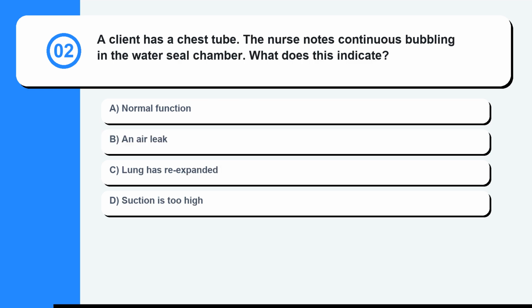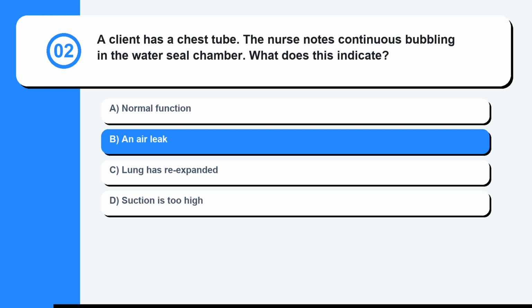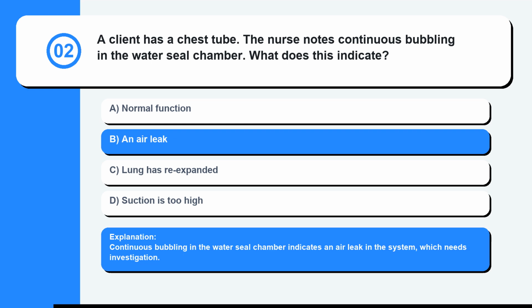Question 2. A client has a chest tube. The nurse notes continuous bubbling in the water seal chamber. What does this indicate? A. Normal function. B. An air leak. C. Lung has re-expanded. Or D. Suction is too high. The correct answer is B. An air leak. Continuous bubbling in the water seal chamber indicates an air leak in the system, which needs investigation.